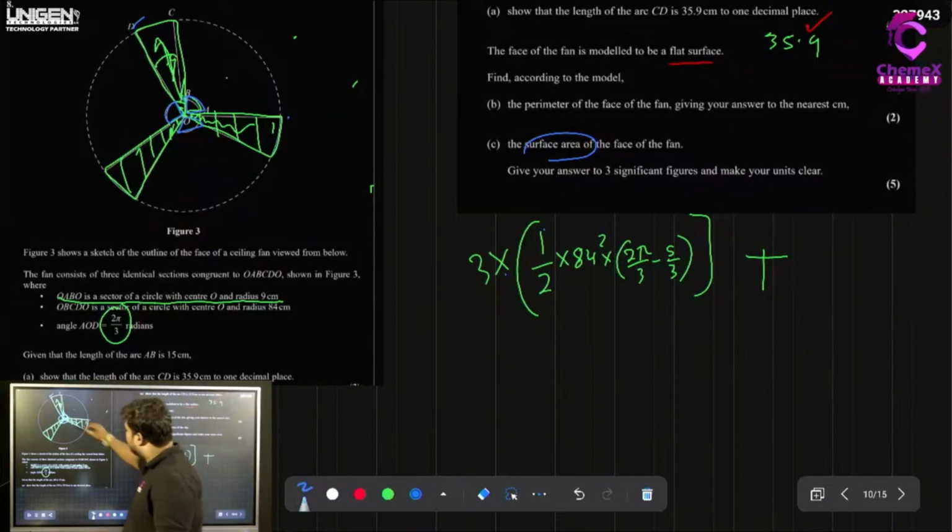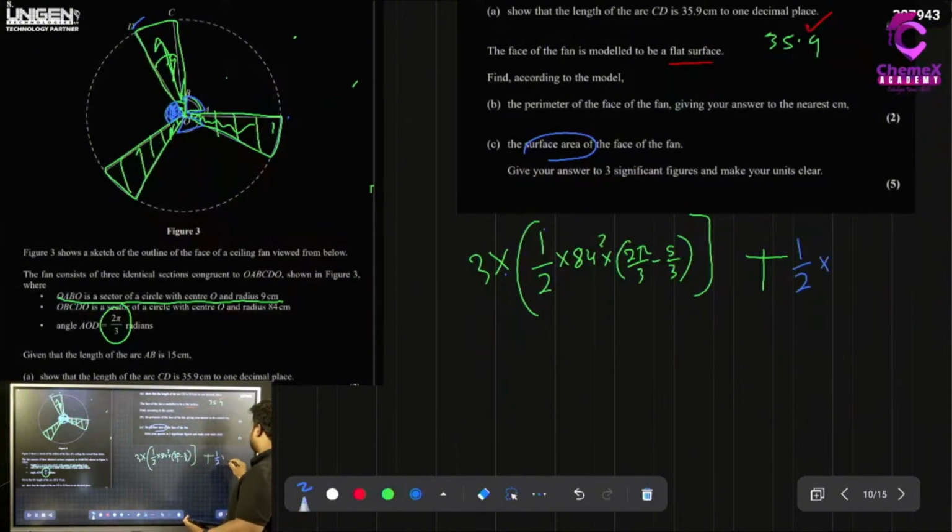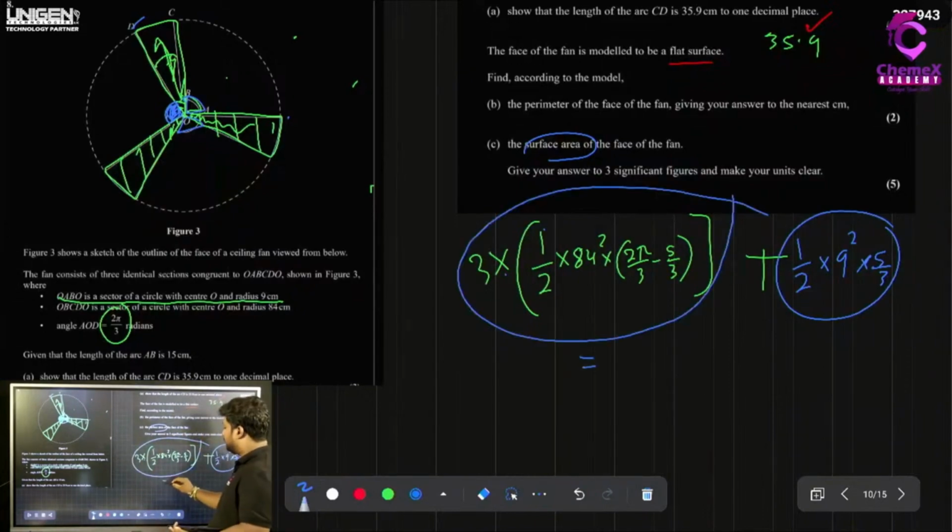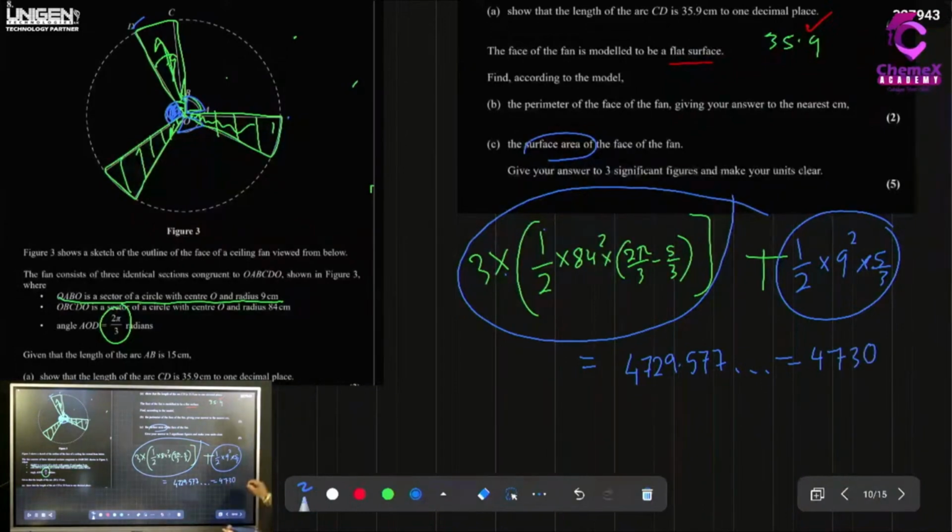the blue ones. So the blue ones, how do you find them? That's also half times r, which is 9, squared, times theta. Theta is 5 over 3. So just get the answer of this plus this and it will give you the total area. What is that going to be? 4,729.577 something. Three significant figures, no? What is it going to be? 4,730 centimeters squared. Got it or not?